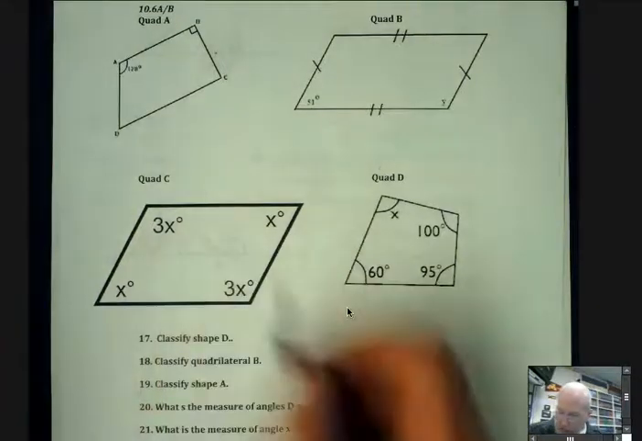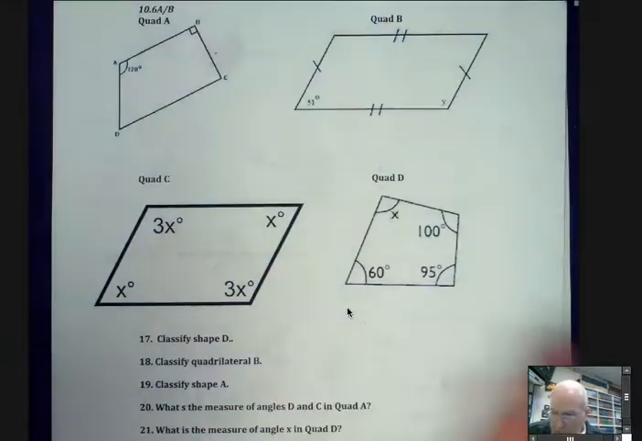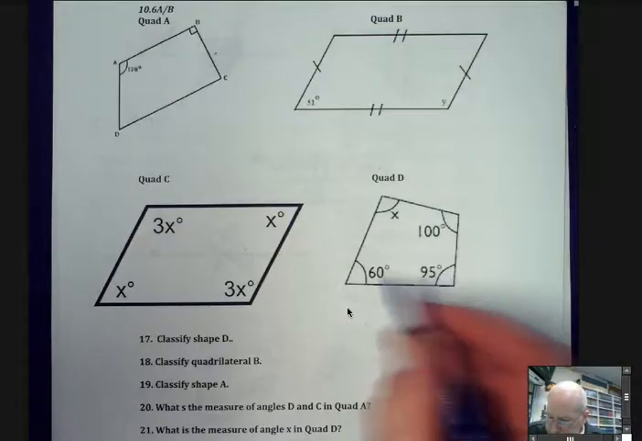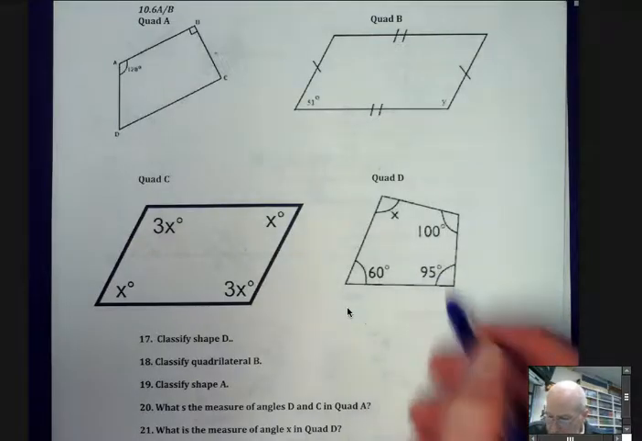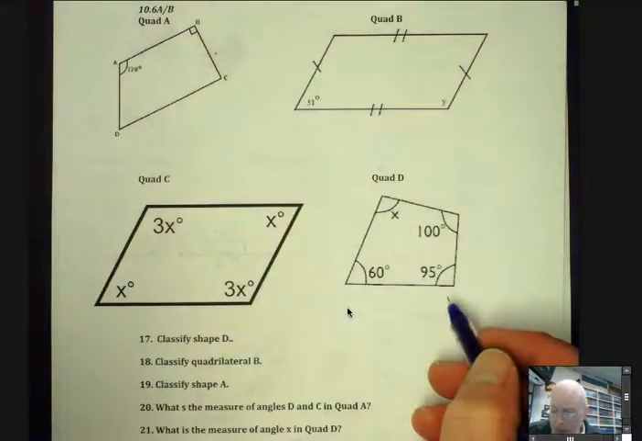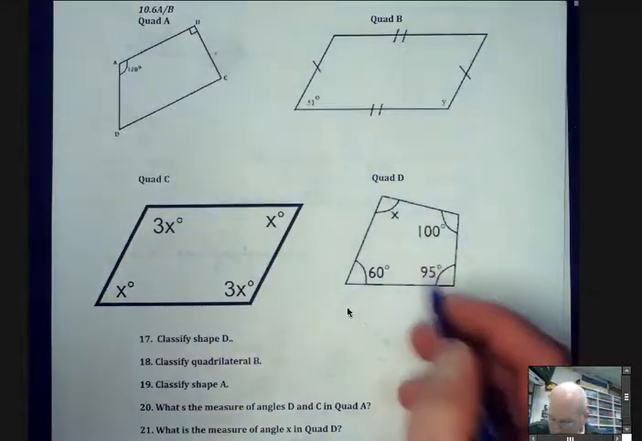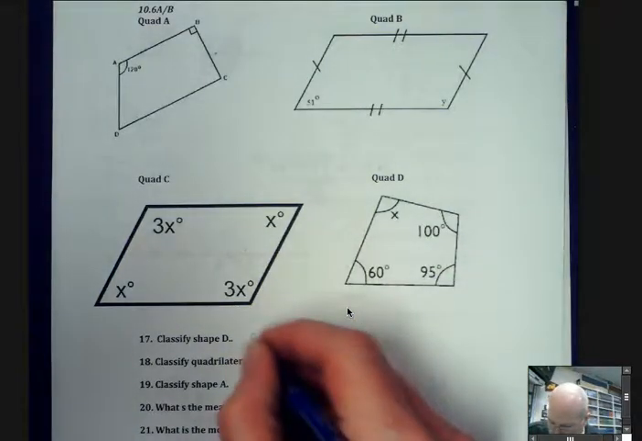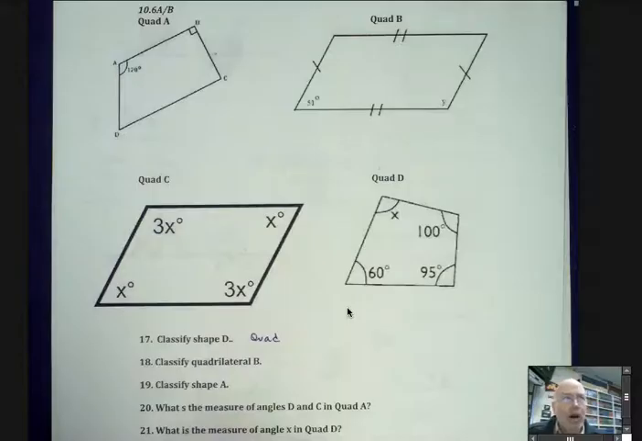So we need to classify shape D. Now, we can classify that by sides and angles too. When we look at it, all the sides are different and all the angles are different. This is just a four-sided polygon. It's just a quadrilateral. I'm just going to write down quad because I'm lazy.